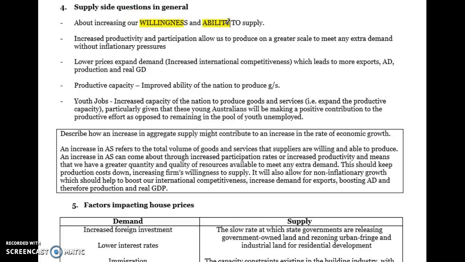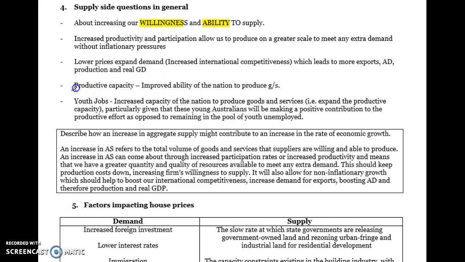You really need to articulate that it's about trying to increase the quantity and quality of our resources through either increasing productivity and participation, which allows an economy, and this is the key word, to sustain any increases in aggregate demand without inflationary pressures. So it allows an economy to produce more because we have greater access to resources, which allows us to meet any extra demand without inflationary pressures.